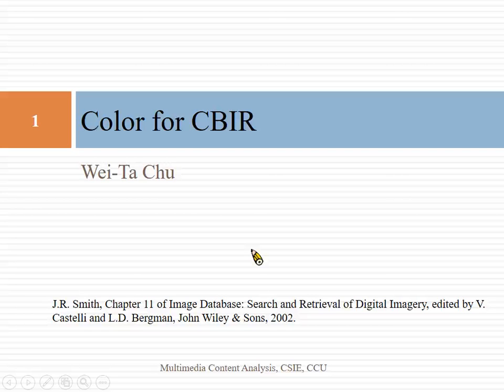And one of the most important ones is the color information. So here we will introduce color information, how we represent an image with color information, and how we calculate the similarity. The following material is from this book. It was added by J.R. Smith. We also know this author from Visual Seek. He is also the author of the Visual Seek system.